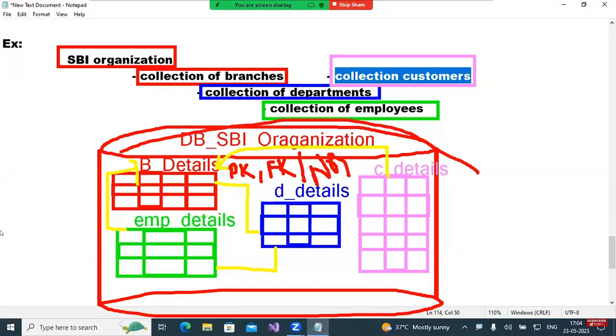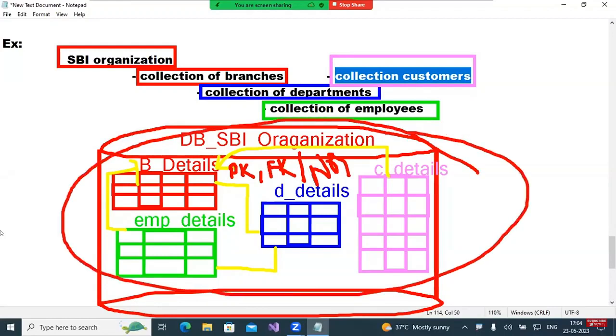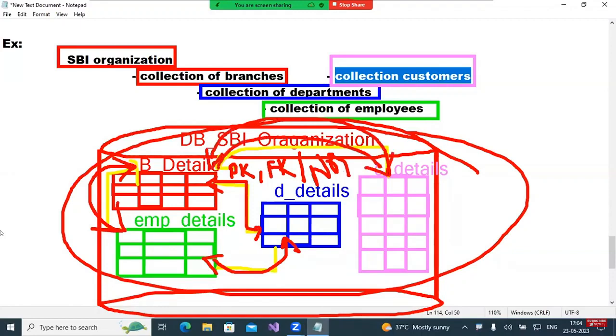Okay, right. So what happened? These are the tables, and table to table you have relations. So that means here, branch has a relationship with the EMP table. The EMP table has a relationship with the branch. Employee has a relation with the departments. Departments have a relation with the employees. Branches have a relation with the department. Department has a relation with the branches. Customers have a relation with the branch. Branches have customer relations. So all are together in the relational model only.